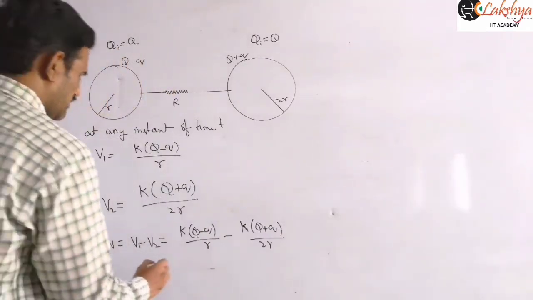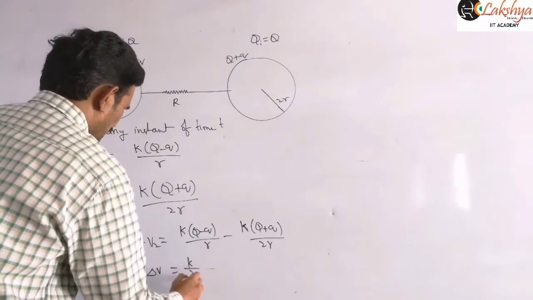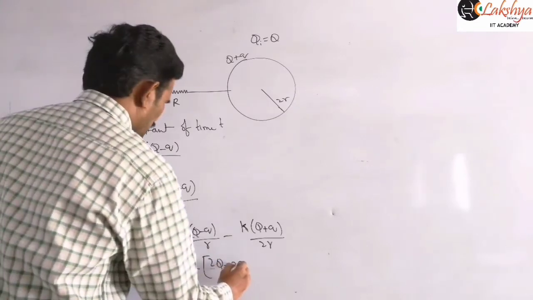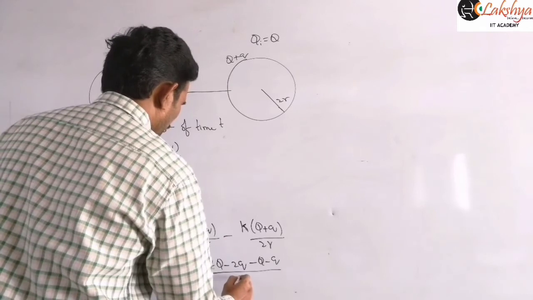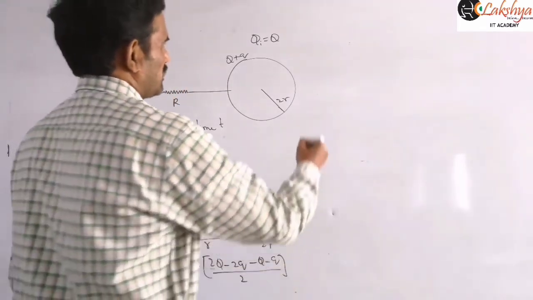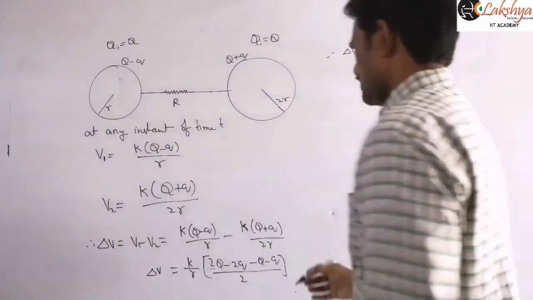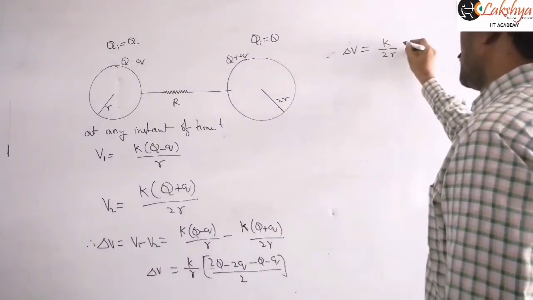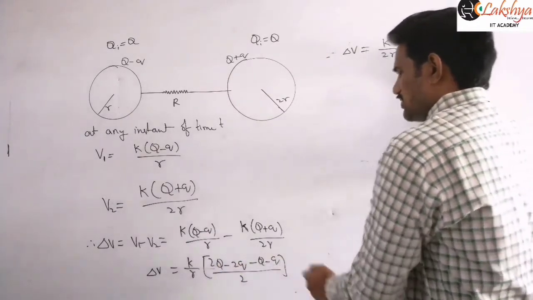So, let us simplify this. Therefore, delta V is equal to K by r, you can take common, then 2Q minus 2q minus Q minus q, all by 2, you will get. Which is nothing but the potential difference, which we can write as K by 2r into the charge expression: 2Q minus Q is Q, and minus 3q, so it will be Q minus 3q.